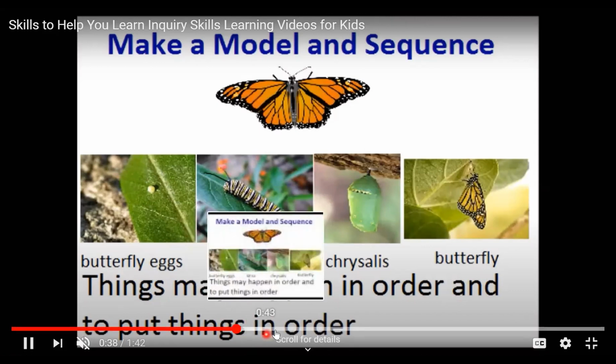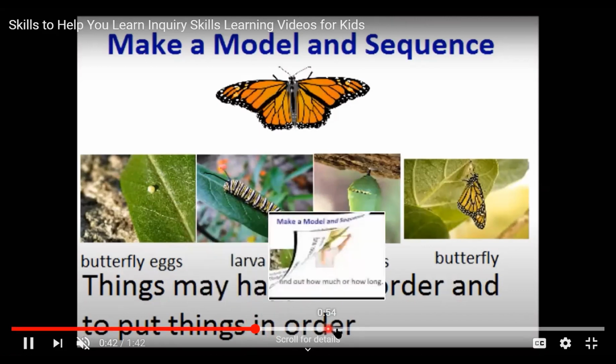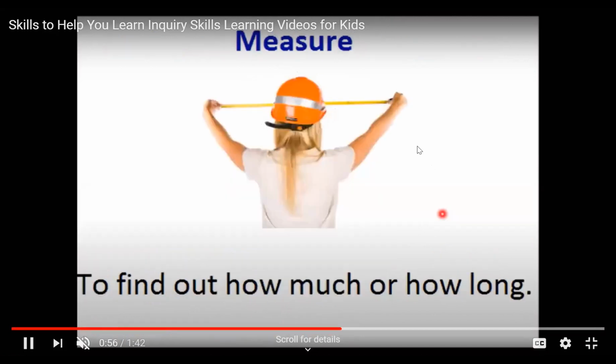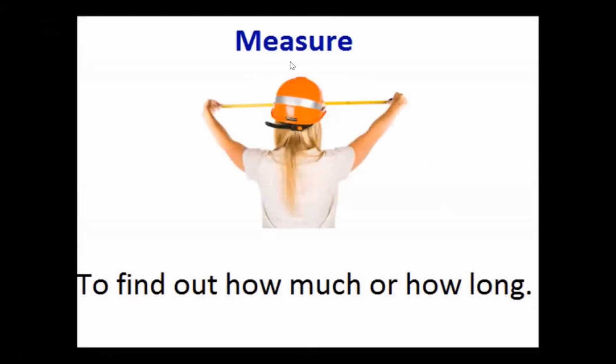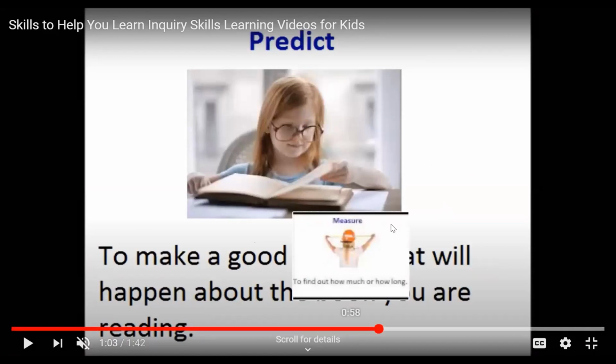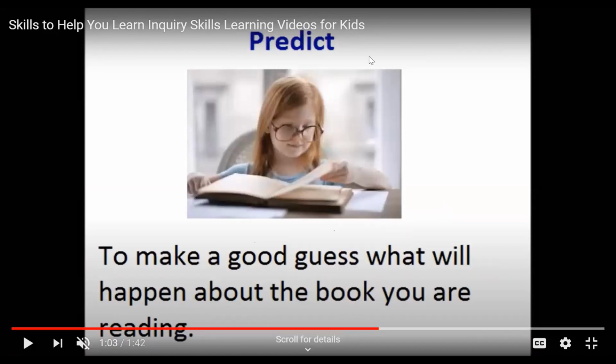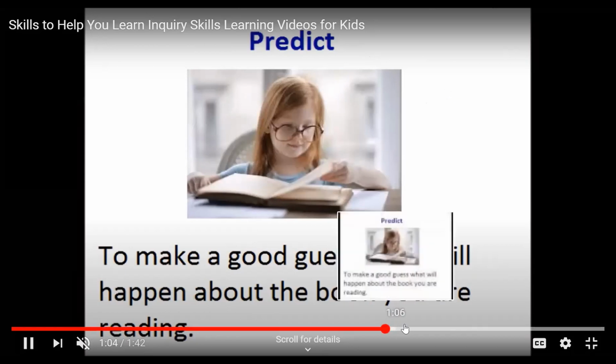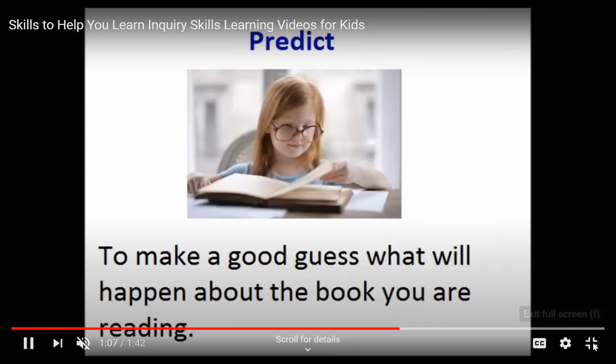Excellent. What about other inquiry skills we need? We need to measure. See, this girl over here, she is trying to measure to see how long or how short. Then what you need is to predict. To predict means to make a good guess about what will happen in the book you are reading. To predict is to think about what is going to happen. You make a good guess about it. Yes, that's it, my boys.